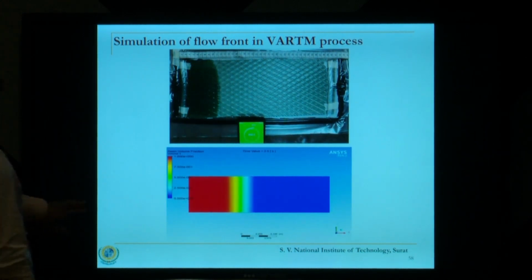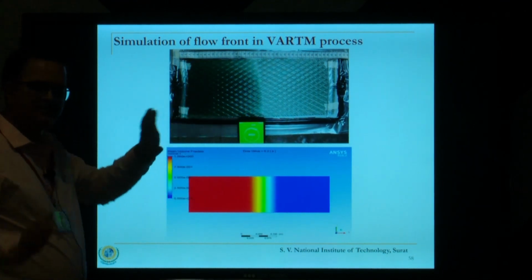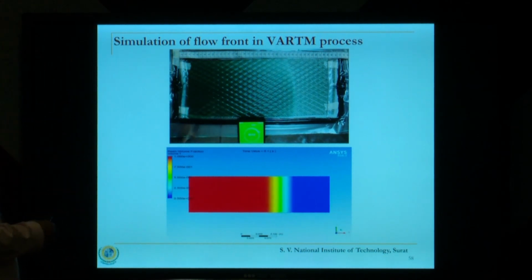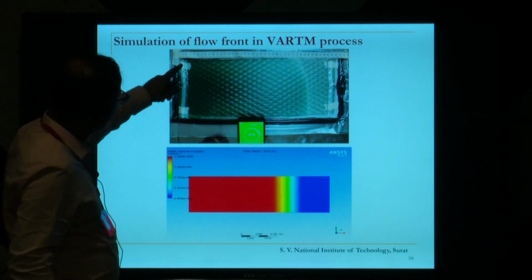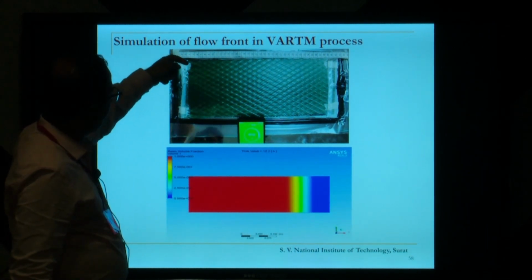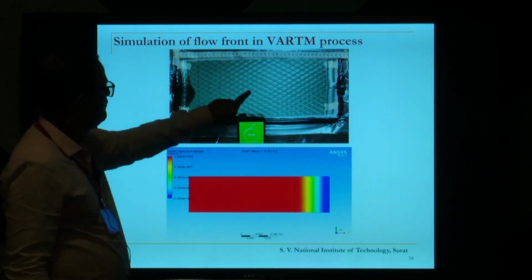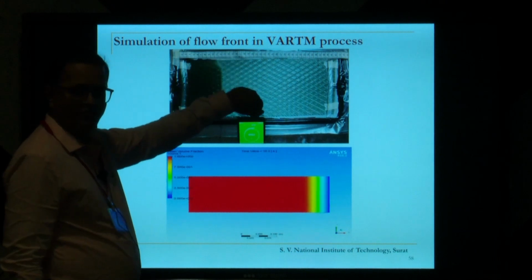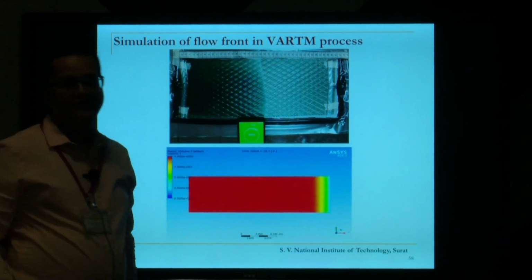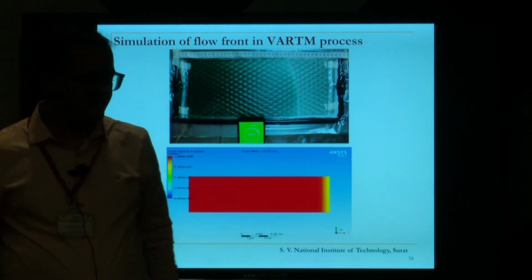Of course, I am not going to discuss the simulation part, but we found that there are different ways in which the resin flows. You can see here there are multiple entry ports. So, what if you have a gate at the corner, what if you have two gates, what if you have a gate at the center to enter the resin? They have different ways of the flow of the resin.